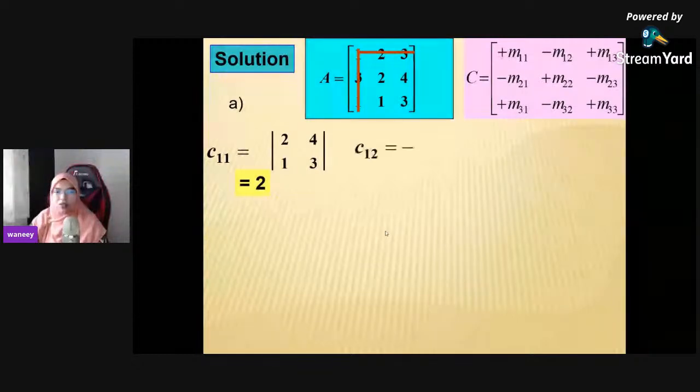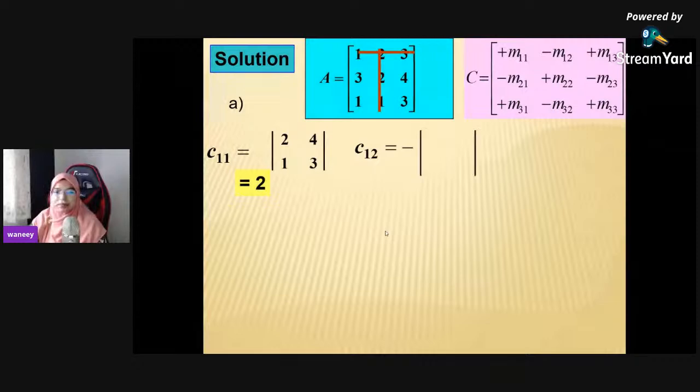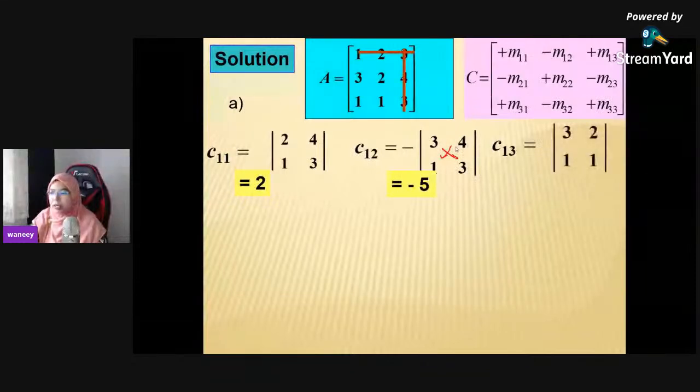Now C12, deleting first row, second column. We are going to get 3, 4, 1, 3. Then of course AD minus BC: 9 minus 4, times negative 1. So it will become negative 5. Then C13, deleting first row, third column. We got 3, 2, 1, 1. Again AD minus BC, so 3 times 1 minus 2 times 1. So we got 1 as the answer.